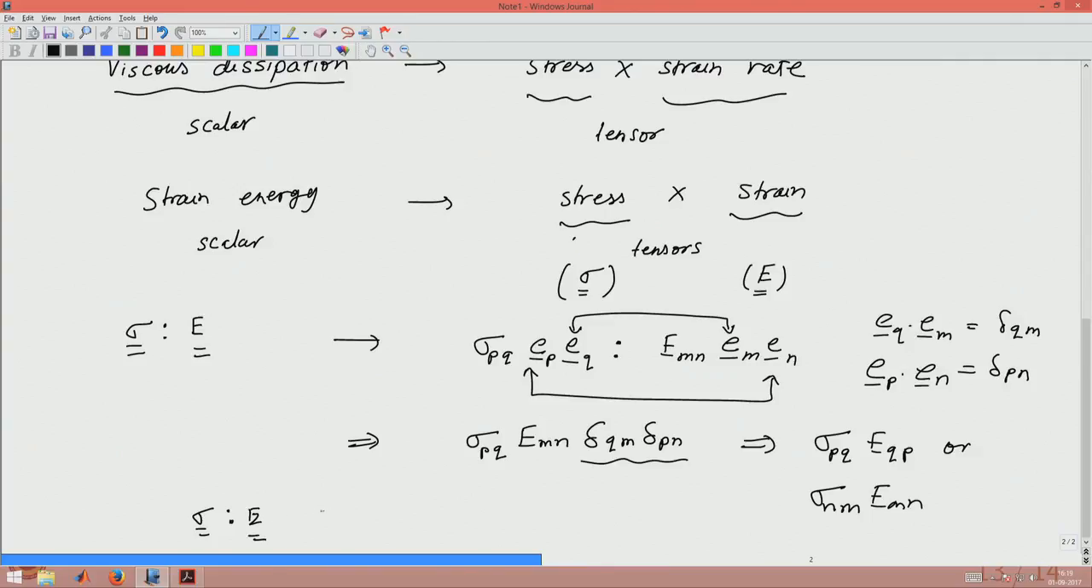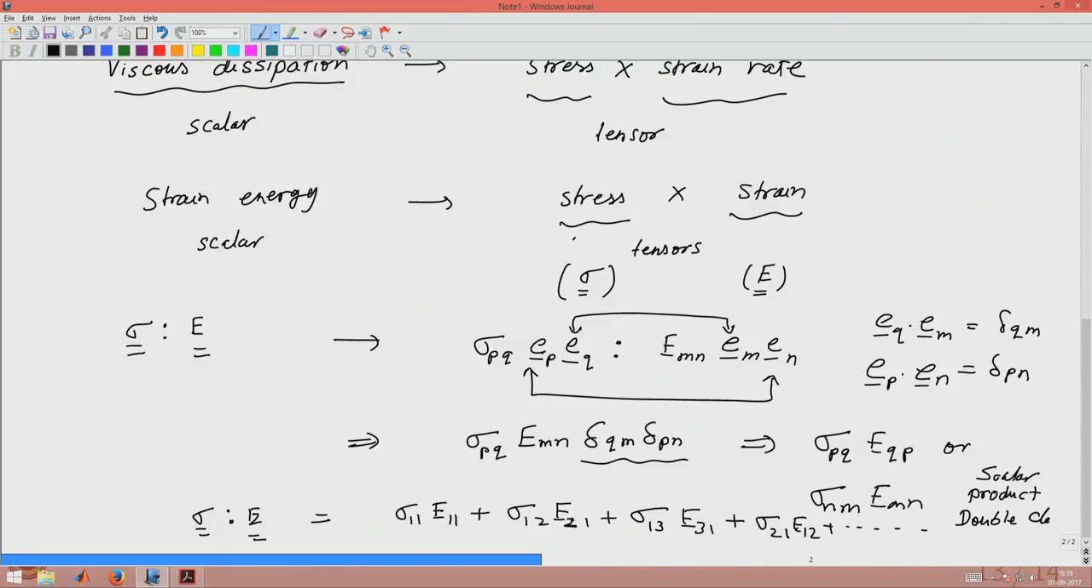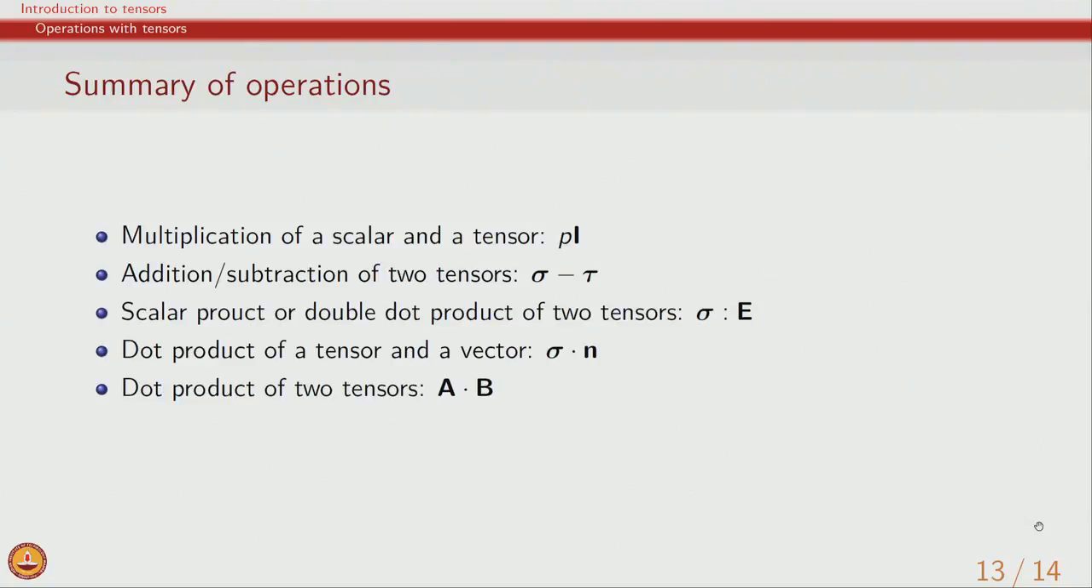what we are writing here is sigma double dot E is actually equal to sigma 1 1 E 1 1 plus sigma 1 2 E 2 1 plus sigma 1 3 E 3 1 plus sigma 2 1 E 1 2 and so on. So, you can see that there are going to be 9 such terms which will sum and give us the result, which is the scalar product. So, this is called the scalar product of two tensors, or it is also called the double dot product. That is another operation which is useful whenever two tensors are involved and the resulting quantity is a scalar quantity.